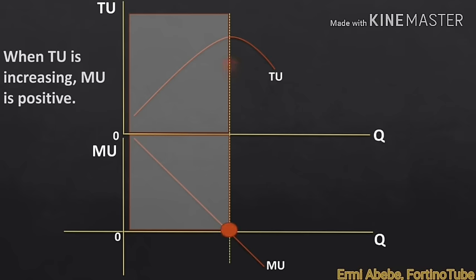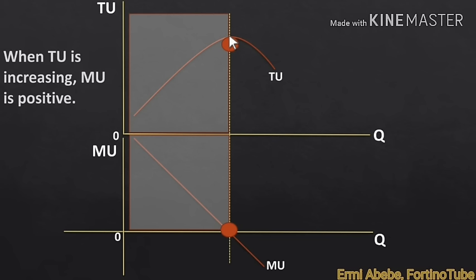Second scenario is when marginal utility reaches zero, so it intercepts the x axis. At this point total utility reaches maximum. And where a curve reaches its maximum, the slope at that point is zero.